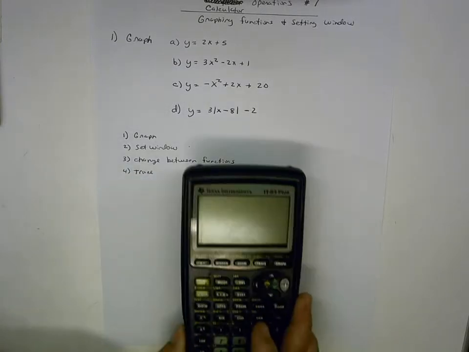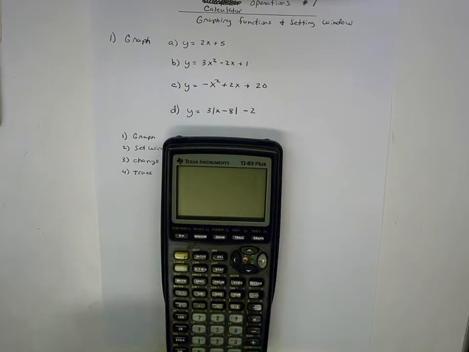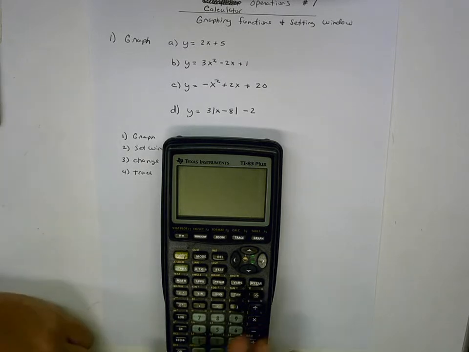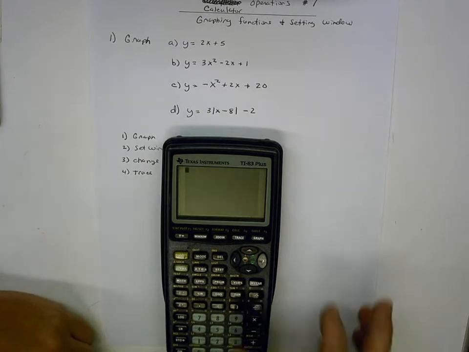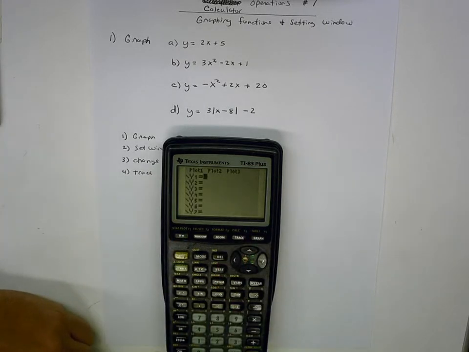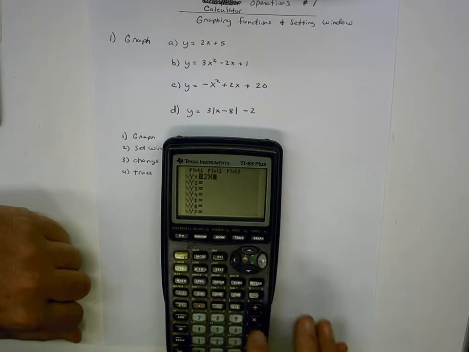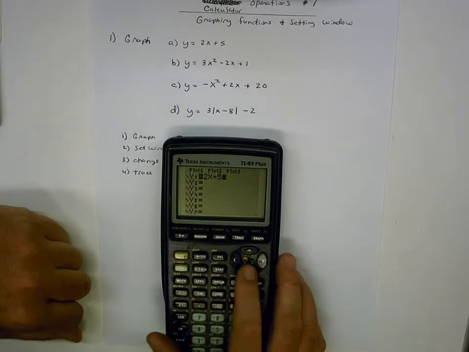Okay, so starting out with the calculator, I've got 4 different functions here. What I'm going to do is go in and put all 4 functions in. So to go into your calculator, these are all in the y equals. My y equals key is right here, and I can start entering these functions. My x is up here, so 2x plus 5 is the first one.